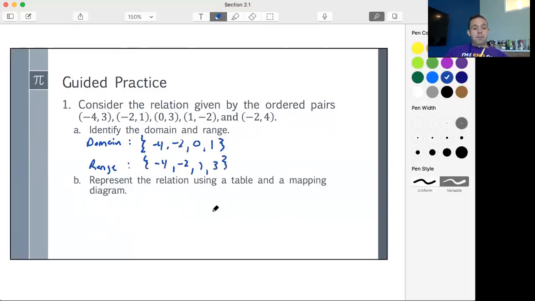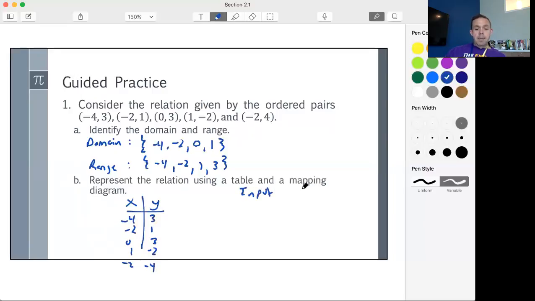All right, part B represents using a table and a mapping diagram. So the table, we have x's and y's. So I just write down my points. The first point is -4, 3. Then I have -2, 1. Then I have 0, 3. And then I have 1, -2. And then I have -2 and -4.